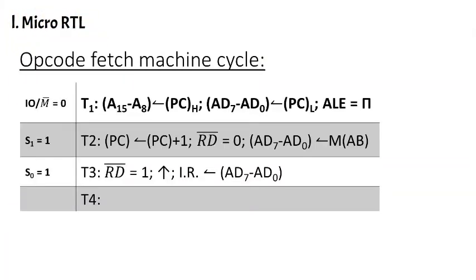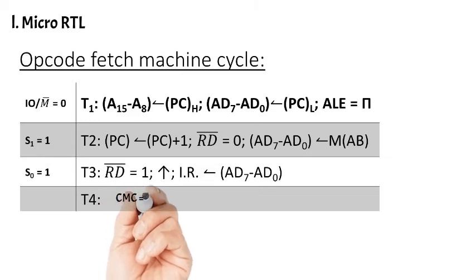Is the micro RTL only the opcode fetch machine cycle? Exactly, yes. So with this, we have completed three groups of instructions: the data transfer group, the arithmetic group, and the logical group of instructions. And they consist of the bulk of the instructions of the microprocessor.